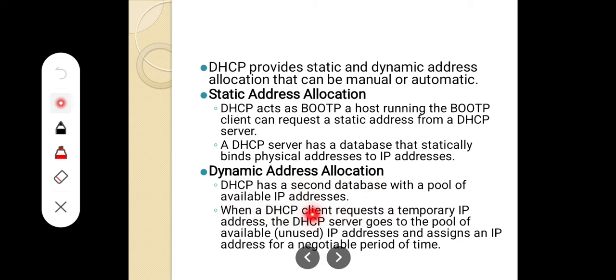So when a DHCP client requests a temporary address, the DHCP server goes to the pool of available or unused IP addresses and assigns the IP address for a negotiable period of time. When a DHCP client requests an IP address, the server takes an available IP address and gives it to the client. And that is also temporary. The assigned IP address is not permanent, it is given for use for a short while.